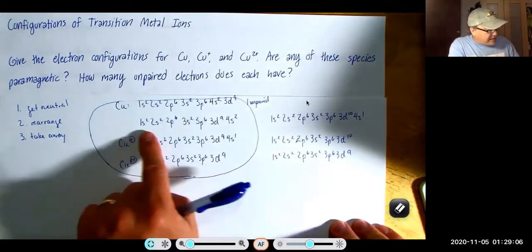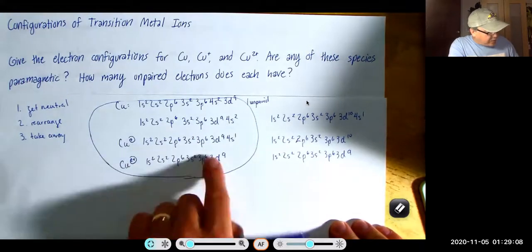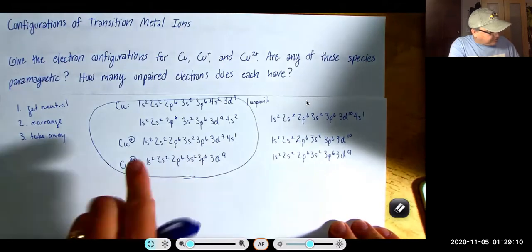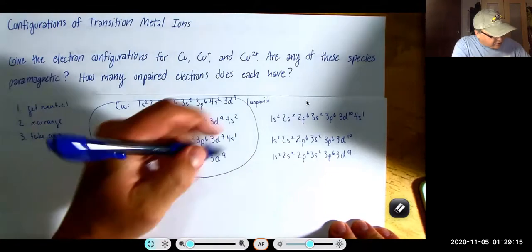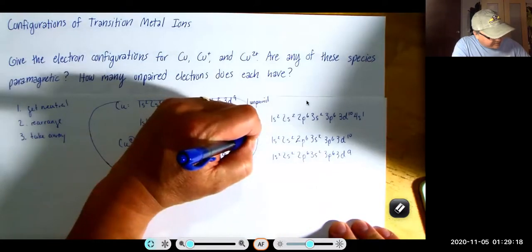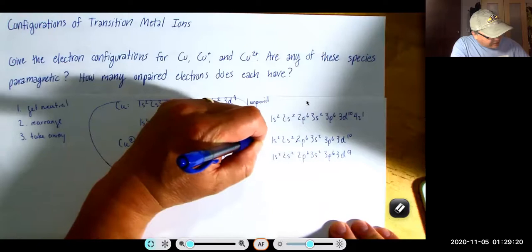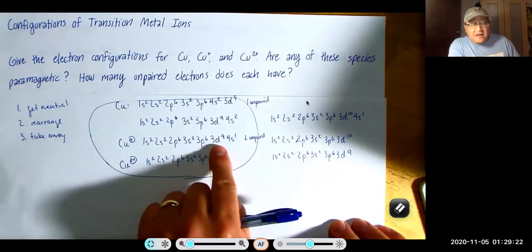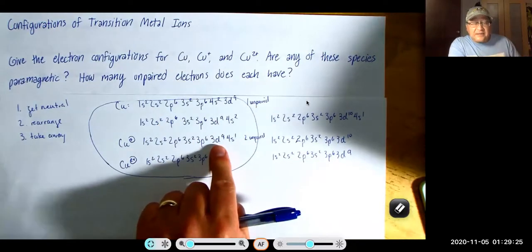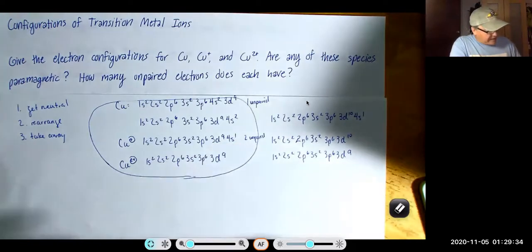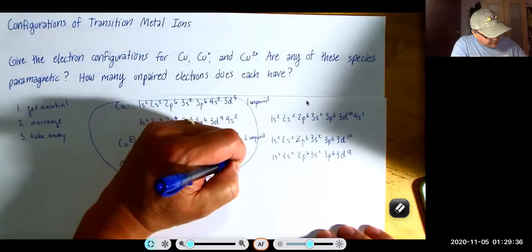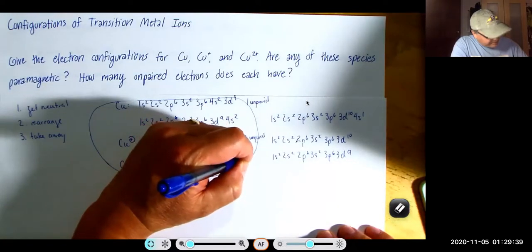If we look down here at the copper +1, this would have 2 unpaired. Now, how do I know this is 2? Well, the 3d9, I know that if it were 10, everything would be paired because that would be full. So with 9, there's got to be 1 that's by itself, and the 4s is also by itself, 2 unpaired. And here, this would be 1 unpaired also.